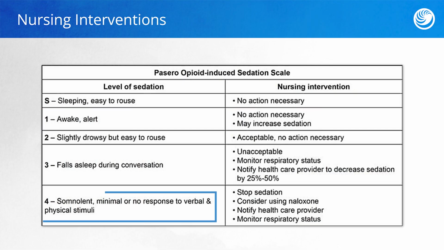In contrast, a number of 4 means that the client is somnolent with minimal or no response to verbal or physical stimuli. This means that if you are loudly speaking and trying to get the client's attention, as well as performing any noxious stimuli such as a sternal rub, the client is still not giving you any kind of response. In this instance, we should immediately stop administration of any opioid medications, consider administering naloxone, notifying the healthcare provider, and monitoring or intervening on behalf of the client's respiratory status.